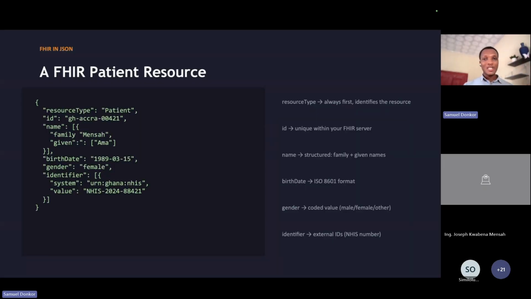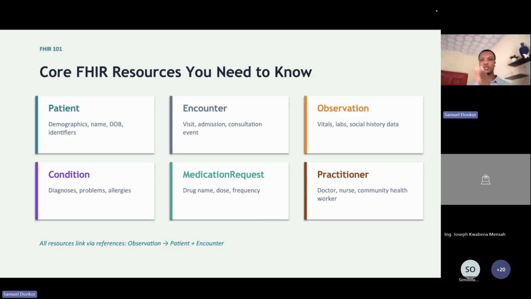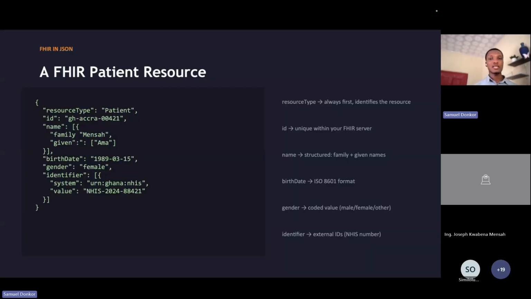All right, so this is what a typical FHIR resource looks like. It's just a JSON. If you're a developer, this should be familiar. It's just a JSON, but a much better structured JSON, right? The first part of a FHIR resource is the resource type. So let's go back. We talked about the patient resource, the encounter resource. This is a typical example of what type of resource.